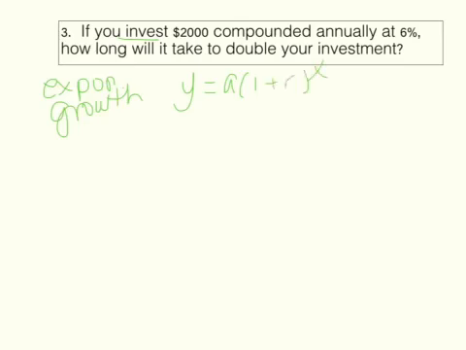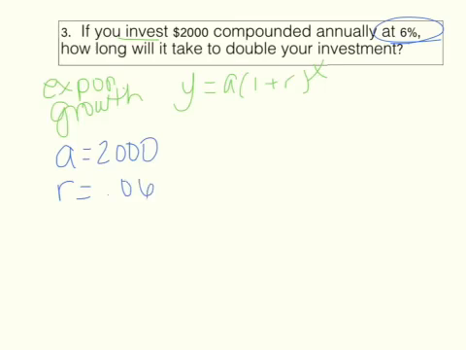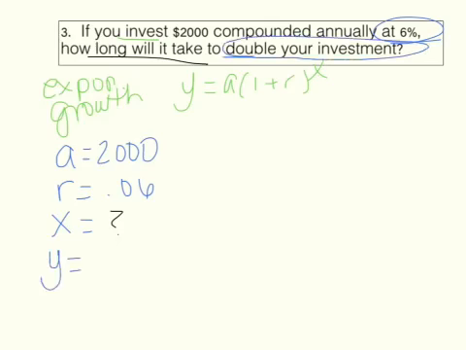Now let's go label our variables. So we invest $2,000 initially, so that means my a value is 2,000. It's my initial amount before the growth. My rate is compounded annually at 6%, which is 0.06. Now we don't know the time, right? X is my time intervals. We want to know how long it will take, which means we don't know how long it's going to take. But we know that we want it to double our investment. That means the amount after our growth, we want it to be double what we initially had, which is 4,000. So be careful when you read that.